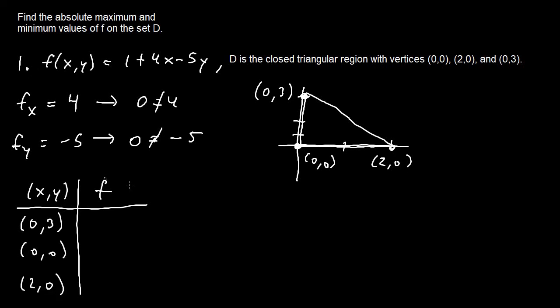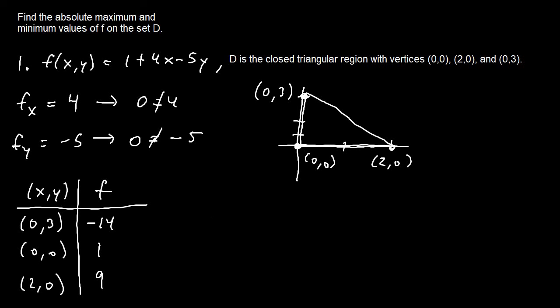Now for the value of f, let's plug each of these into the original function. If we first plug in (0, 3), we get 1 plus 0 minus 15, so we end up getting negative 14 as our value of f. If I plug in (0, 0), we just get 1. And if I plug in (2, 0), we get 1 plus 8 minus 0, so 1 plus 8 is 9.